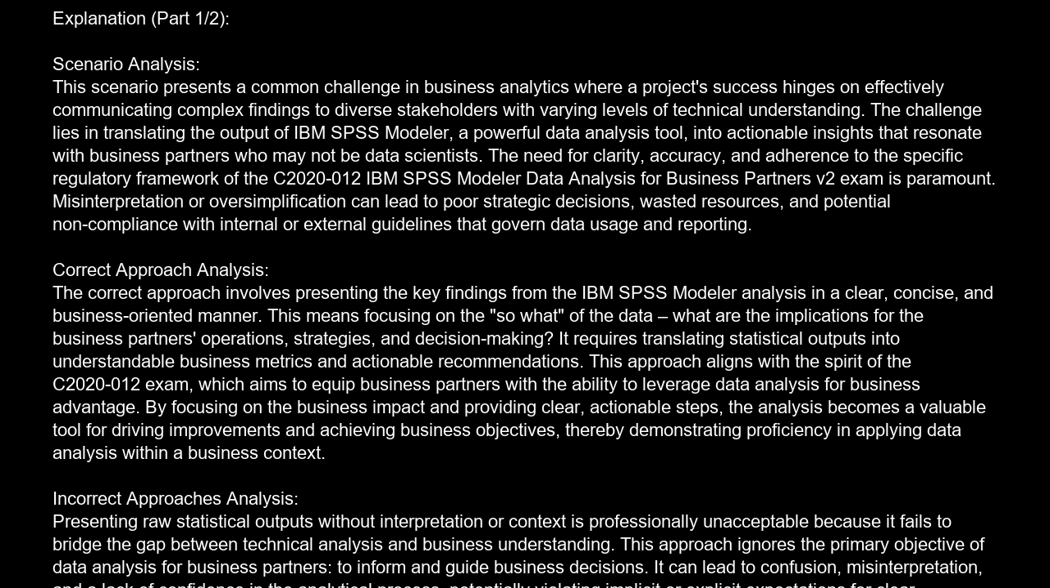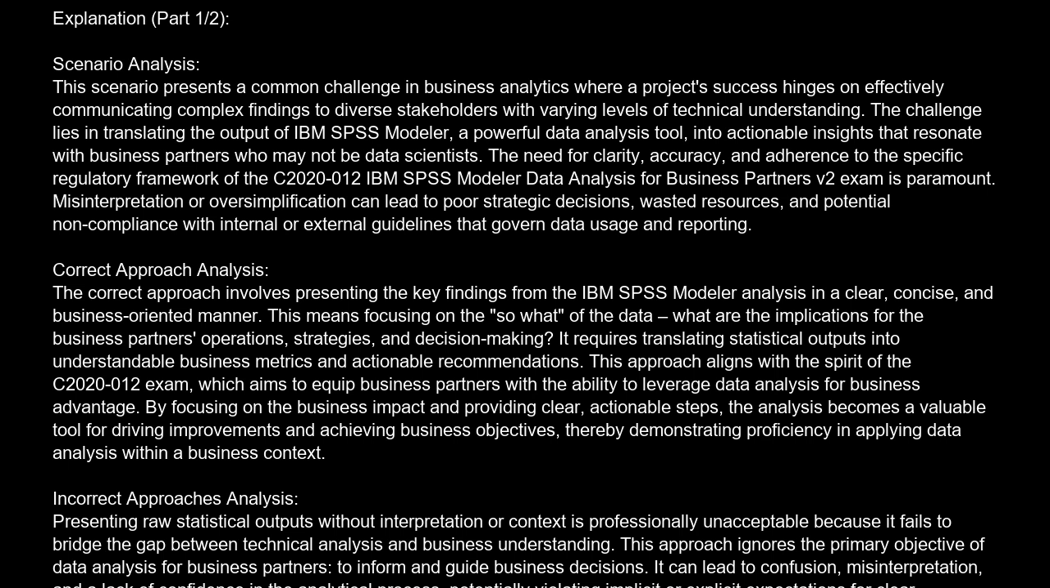Correct approach analysis. The correct approach involves presenting the key findings from the IBM SPSS Modeler analysis in a clear, concise, and business-oriented manner. This means focusing on the "so what" of the data: what are the implications for the business partner's operations, strategies, and decision-making. It requires translating statistical outputs into understandable business metrics and actionable recommendations.